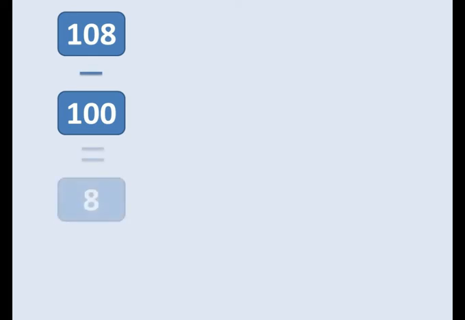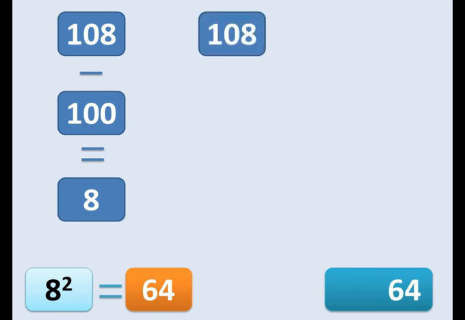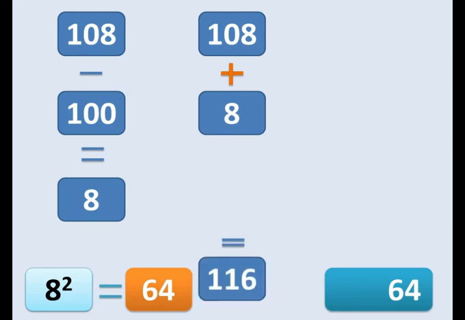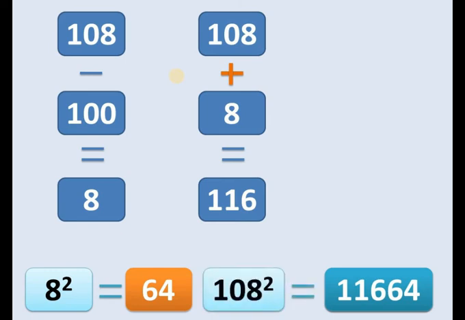Let's try another example. This time we will try to calculate the square of 108. Now the difference in this case is 8. The square of 8 is 64. This is our first part of the answer. Second part is 108 plus 8. I hope you remember again that when the number is higher than base, we have to add the difference. Then we will get 116, which is nothing but the later part of our answer. So the square of 108 is 11664. If you practice, you will find it very simple.